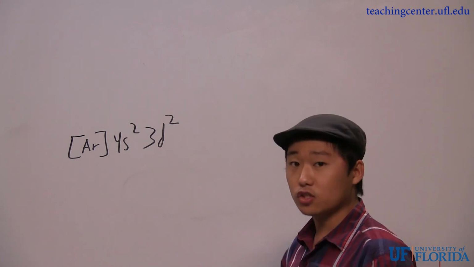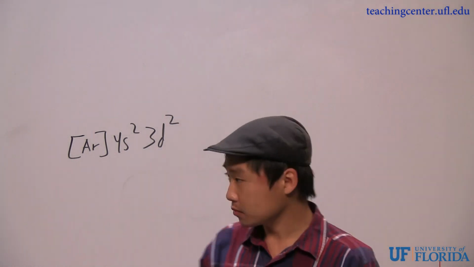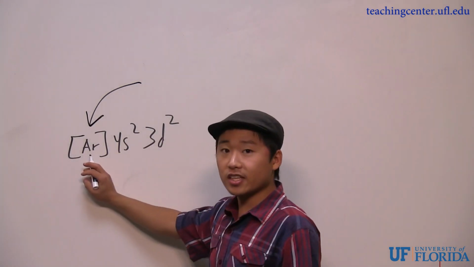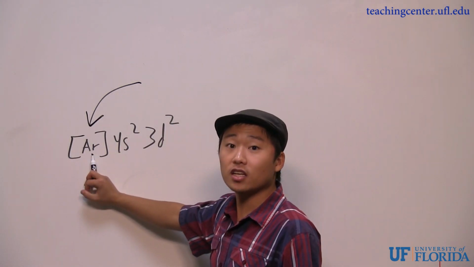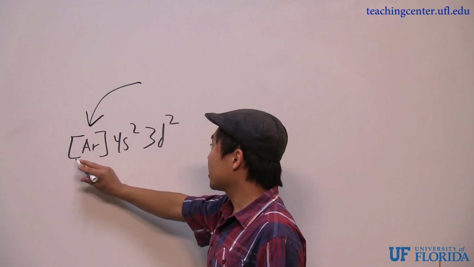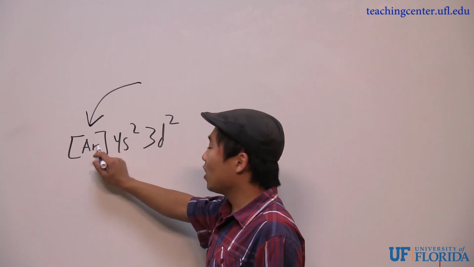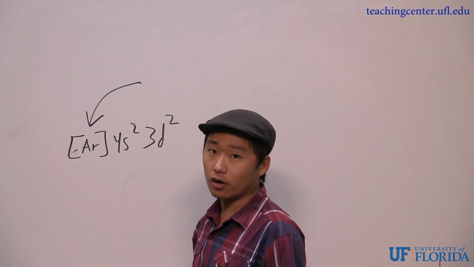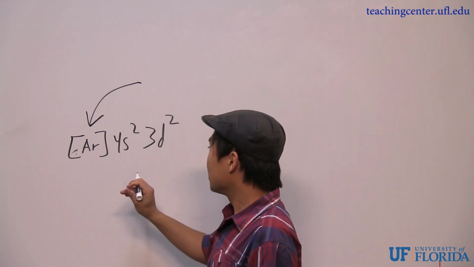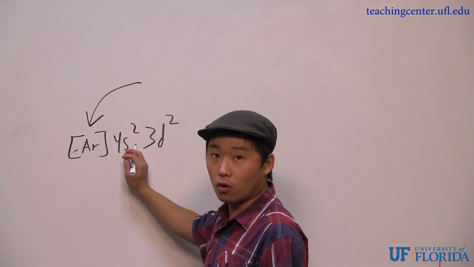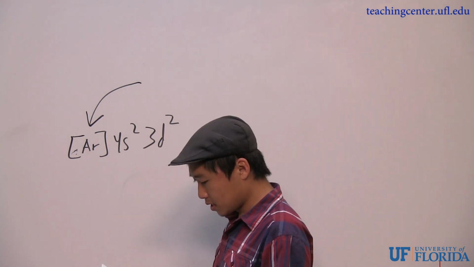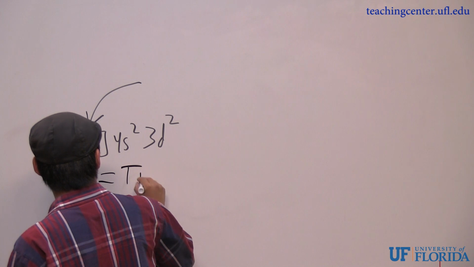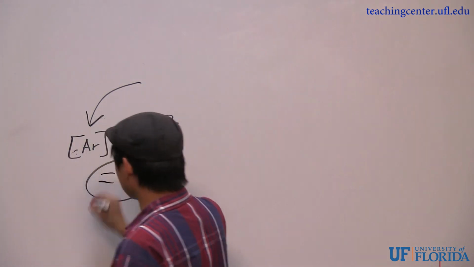What you're going to do is look at your periodic table, and find argon. Argon right here, this is what's called the noble gas configuration, because all of the inner shells are found in this configuration of argon, so we don't need to worry about it. And starting from argon, you then do 4s2 3d2. If you do that, you will find out that your answer is titanium, which is your answer.